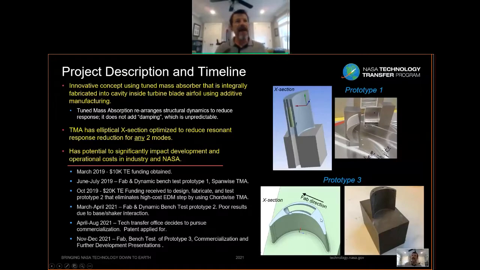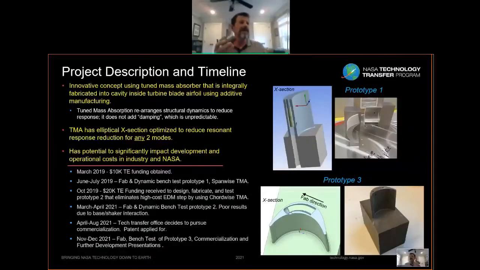And the reason for that is, well, the span-wise TMA was not self-supporting. And so we had to build inside the blade a little scaffolding. So that's kind of a difficult issue, right? And we knew this ahead of time, but that's just where we were. That's what we'd come up with.